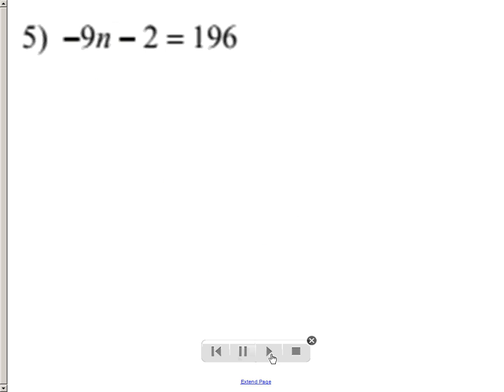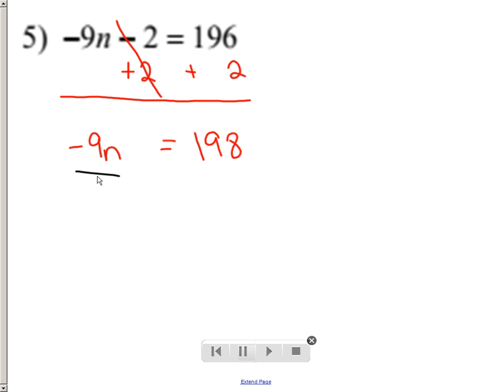The next one that had some issues was number 5, and we've got two sides of the equation again. The negative 9 is right up against the end, it's multiplying, and this 2 is being subtracted from the end. So let's get rid of this 2. Always get rid of our addition subtraction numbers first. We'll do the opposite, inverse operations, plus 2 on both sides. That negative 9 end drops down, and we get 198. Then we can just do inverse operations again, and since it's multiplying, we would divide both sides by negative 9.